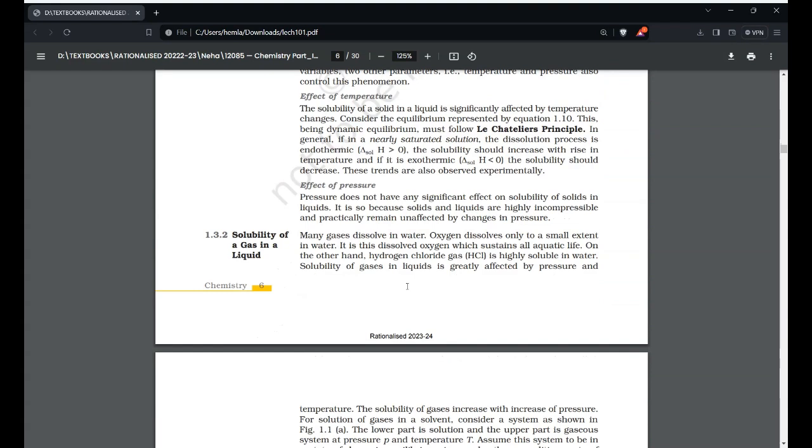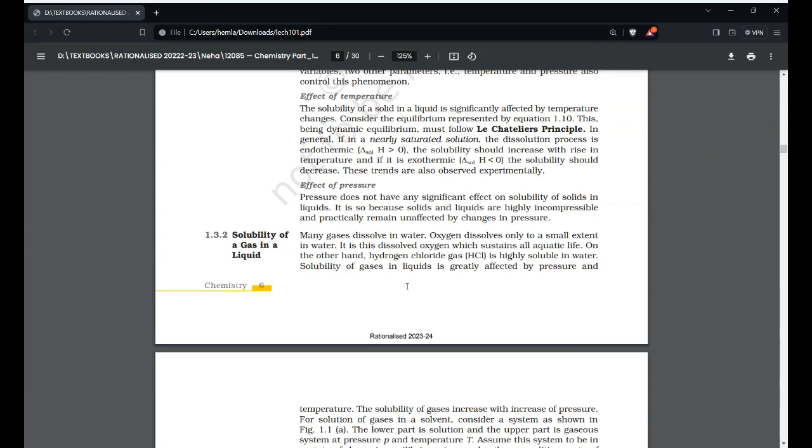Continuing with solubility of gas in a liquid. So many gases dissolve in water. Oxygen dissolves only to a small extent in water. It is dissolved oxygen which sustains aquatic life. On the other hand, hydrogen chloride gas, HCl, is highly soluble in water. Solubility of gases in liquids is greatly affected by pressure and temperature. The solubility of gases increases with increase in pressure.